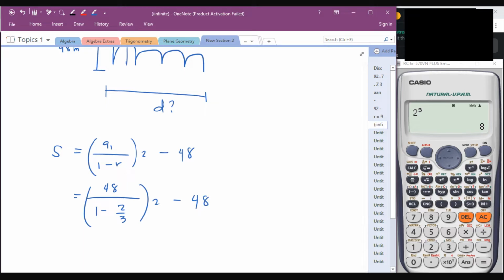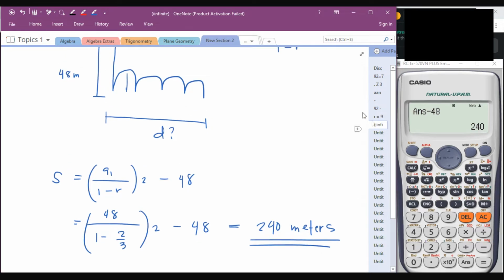Minus 48. So, the answer there, let us solve. 2 times 48 divided by 1 minus 2/3, minus 48. So, the total distance it traveled before coming to rest is 240 meters. Okay? Very basic. Next problem.